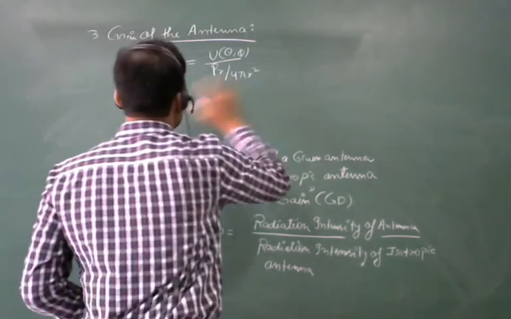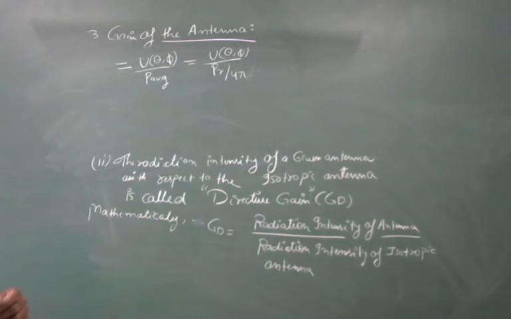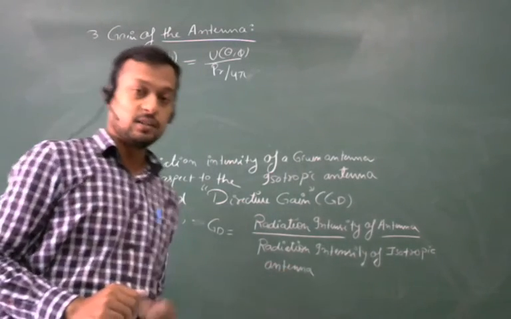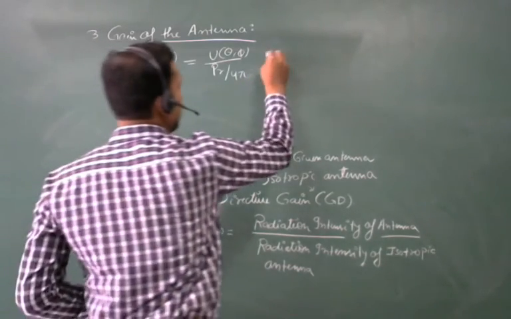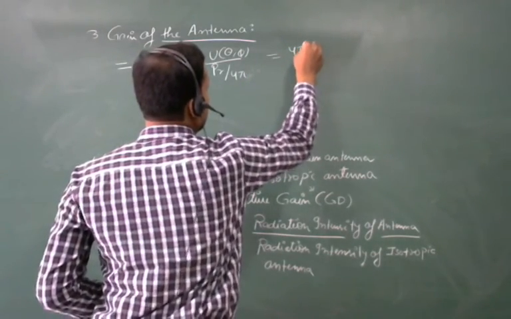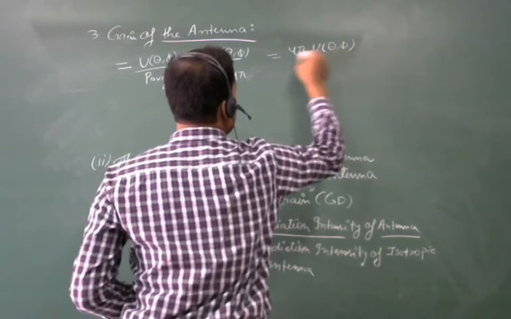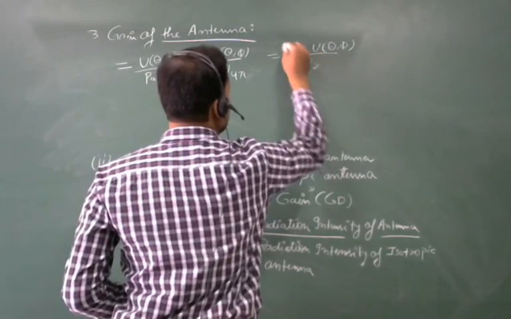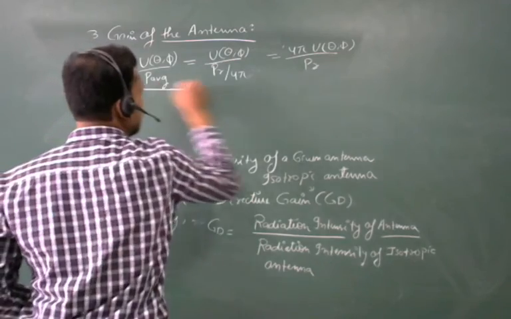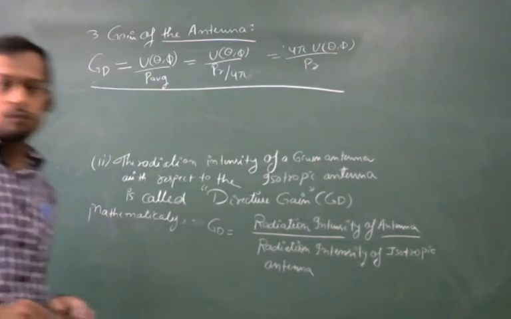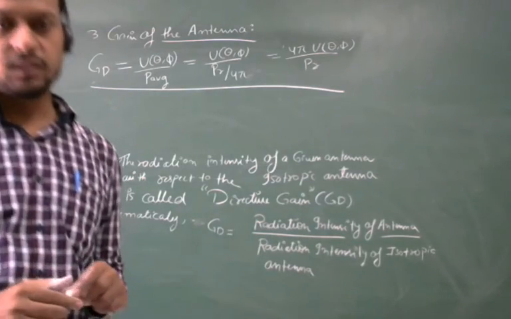Sorry, this is the intensity term, so 4 pi. Radiation intensity, so this can be written as 4 pi U theta comma phi upon the radiated power. So this is the directive gain, in the mathematical form.